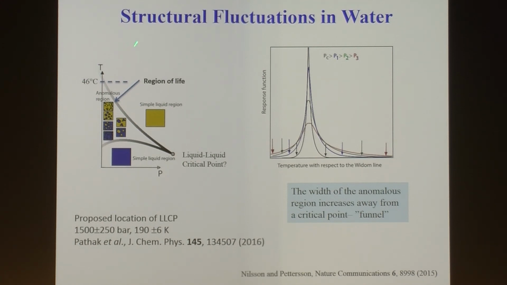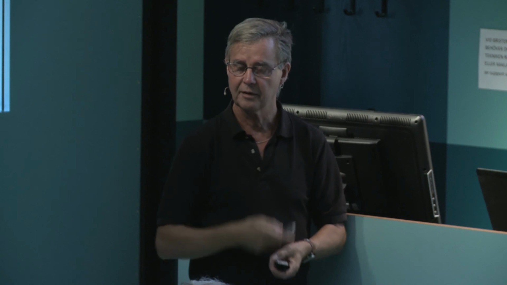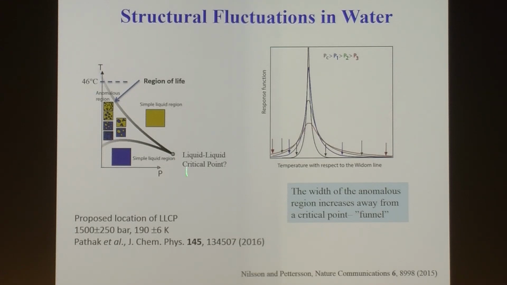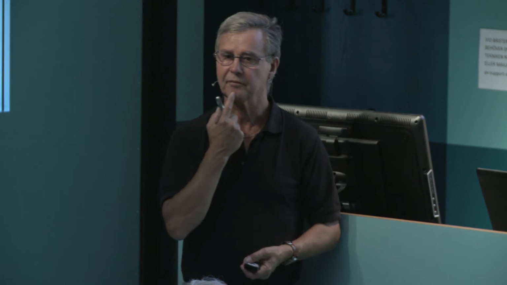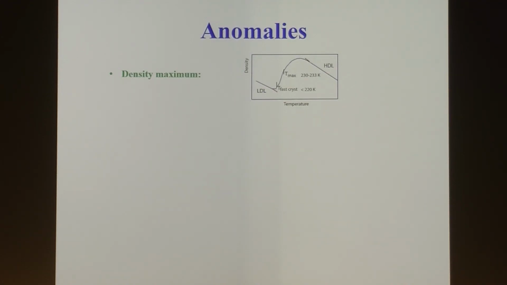So we have structural fluctuations in water. In normal liquids, it's just thermal fluctuations. Those structural fluctuations become important when we go below about 50 degrees or so, and they grow as we cool more and more. And it seems we do have pure high-density liquid, when we come from below, and we can convert to low-density liquid. So we've seen that coexistence line. And the question now is, is there a liquid-liquid critical point there in the no man's land? But with this picture, it becomes very simple to understand the anomalous properties of water.